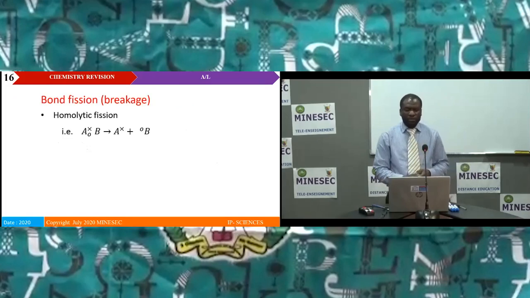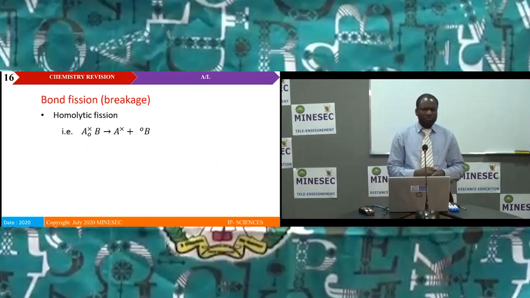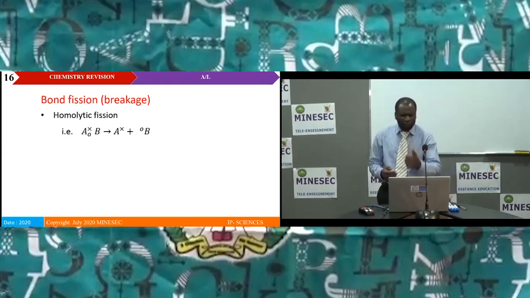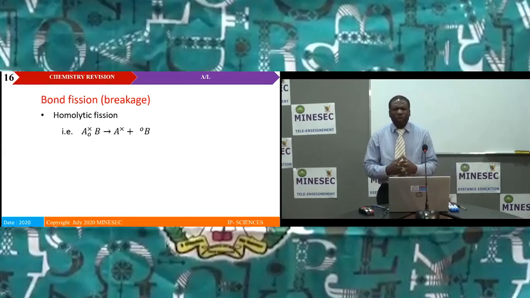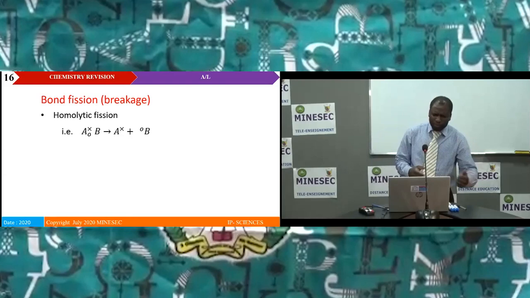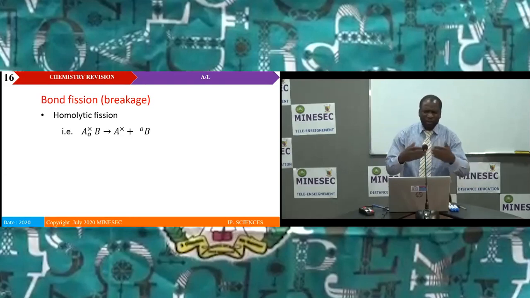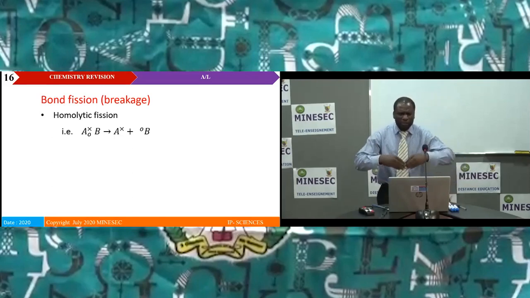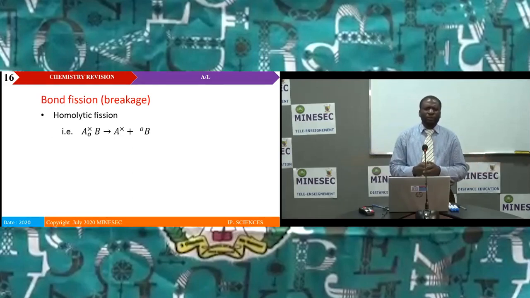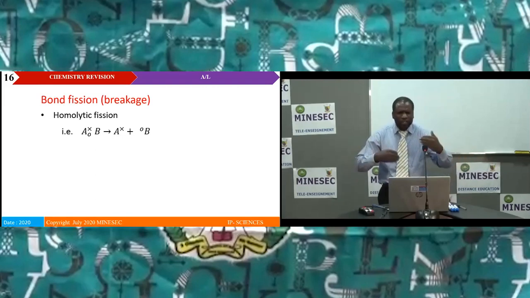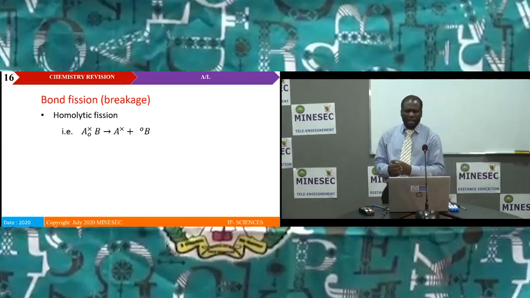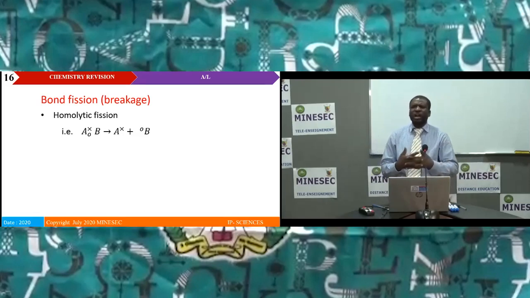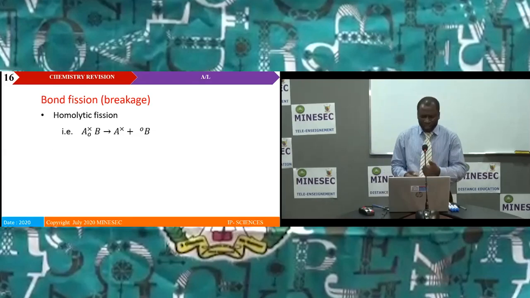Bond fission and bond breakage. We have two types of bond fission. The first type is homolytic fission. Here, the atoms involved in the covalent bond to be split are of similar or the same electronegativity. So when the bond is broken, both atoms part or separate with the bonding electrons. So each atom separates with one of the bonding electrons. So the species that are produced here are called free radicals, very reactive species.